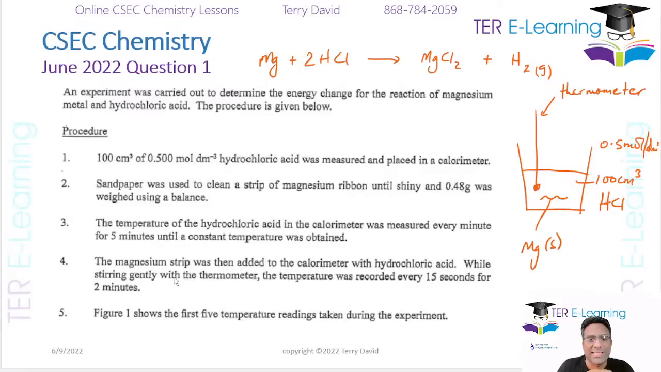The magnesium strip was then added. In step 4, you're adding the magnesium strip, but you're recording the temperature of the hydrochloric acid for 5 minutes first. The magnesium strip was then added to the calorimeter with the hydrochloric acid, while stirring gently with the thermometer, and the temperature is recorded every 15 seconds for 2 minutes. So initially we had the hydrochloric acid alone in our styrofoam cup, recording the temperature every minute for 5 minutes. Then we added the magnesium strip and record the temperature every 15 seconds for 2 minutes. Figure 1 shows the first 5 temperature readings during the experiment.